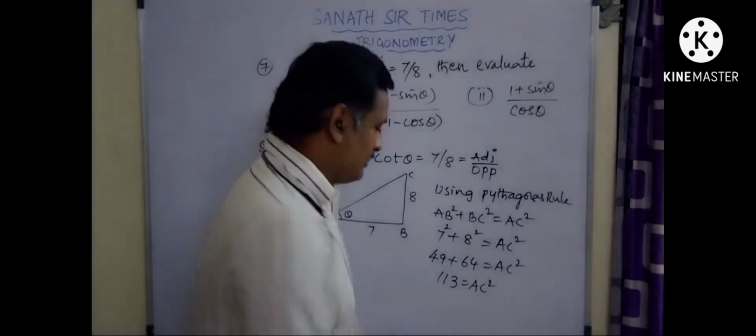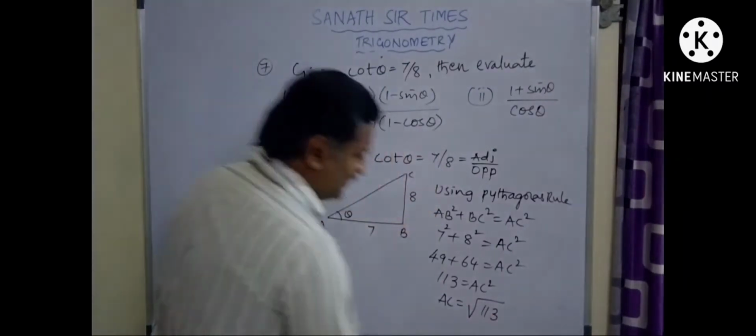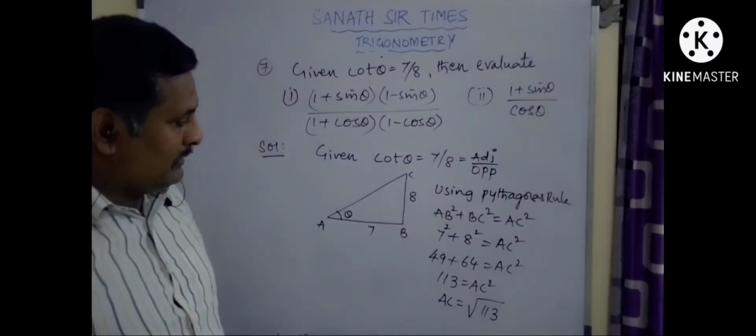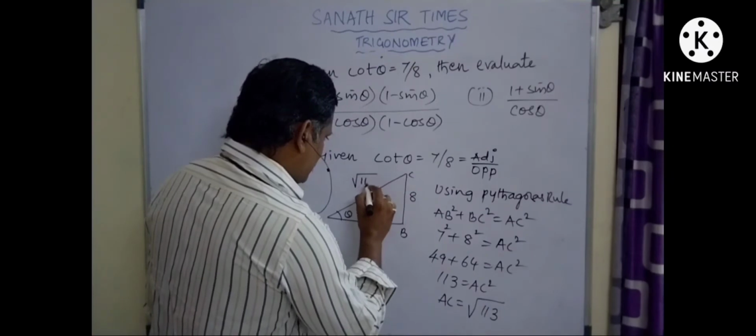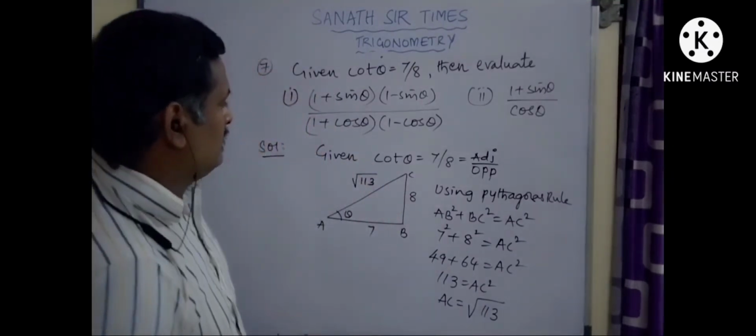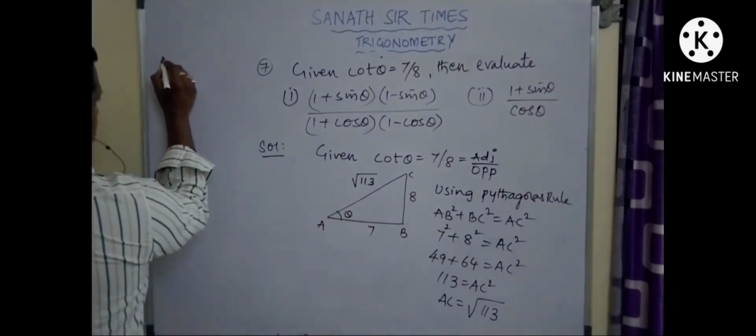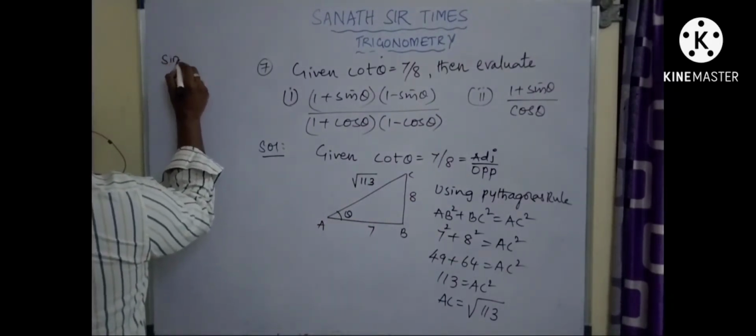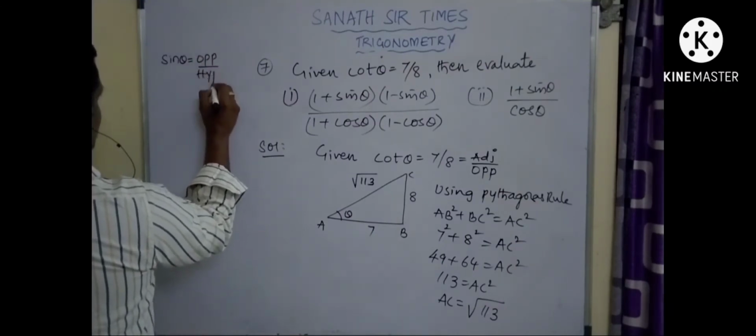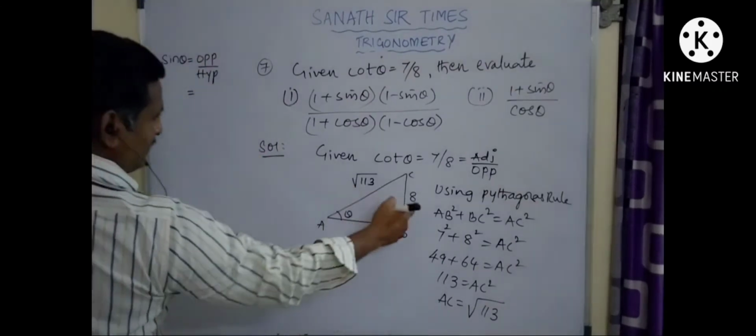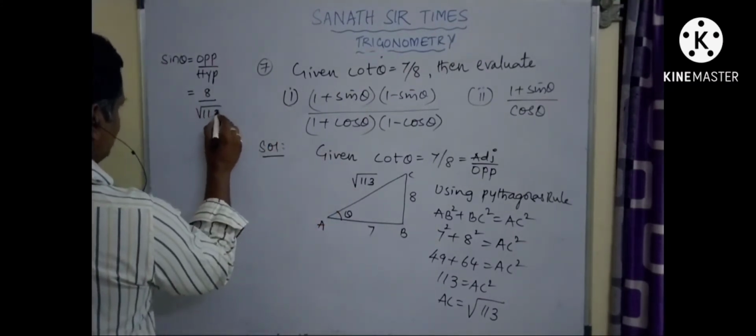Let it be, no problem. Whatever the value you have to accept it, that is mathematics. So AC will be under root of 113. So once this is known to you, root of 113, you can get the values of sin theta and cos theta. So now sin theta is nothing but opposite side by hypotenuse. Now opposite side is 8 divided by hypotenuse is root 113.